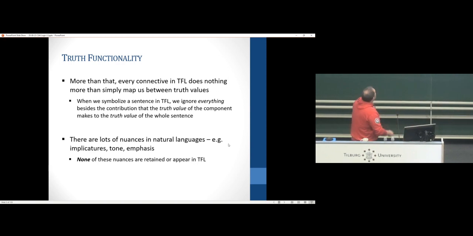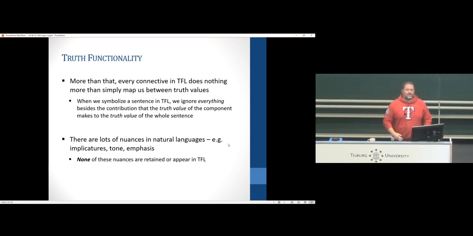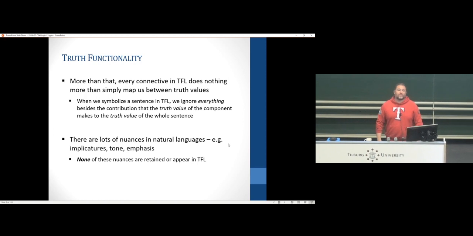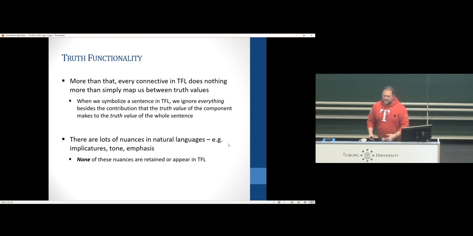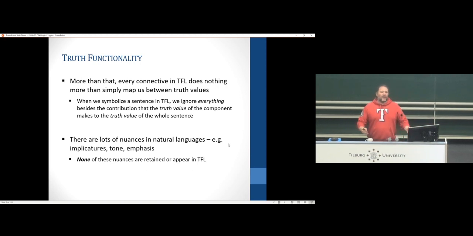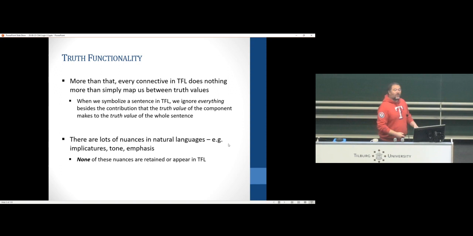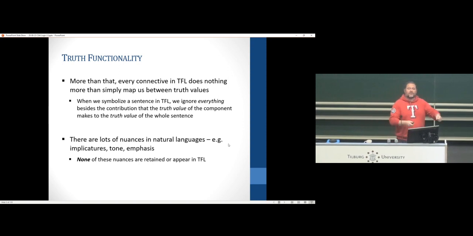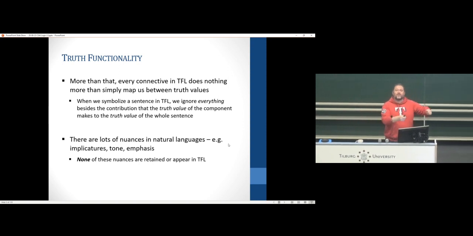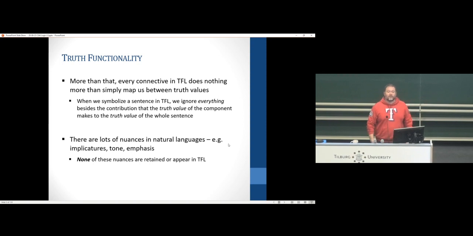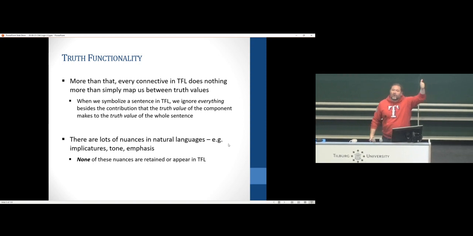Every connective in TFL does nothing more than simply map us between truth values. They aren't really meaningful in any way. All they are is just truth functions. They take in certain collections of truth values and spit out a truth value, either a T or an F, a 1 or a 0.